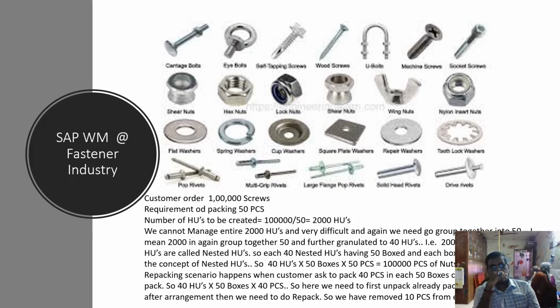One single nut or bolt cannot have a value. Instead, when you group those bolts or nuts in a box, that will be considered as a valuable thing. But a single nut, bolt or screw cannot have a value, right? So that is very important. And the second thing: the requirement is coming from the customer, and based on that, the fastener industry has to prepare all these things.